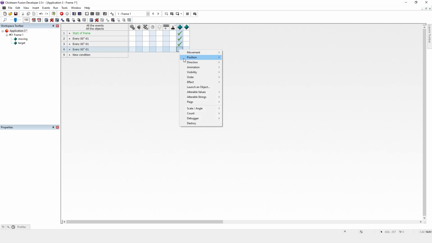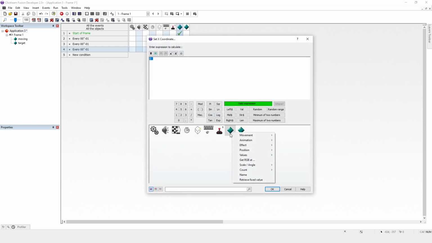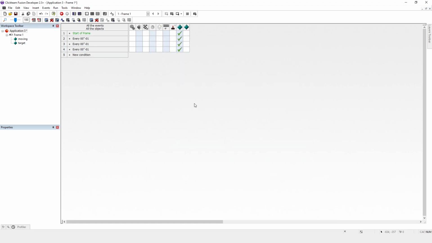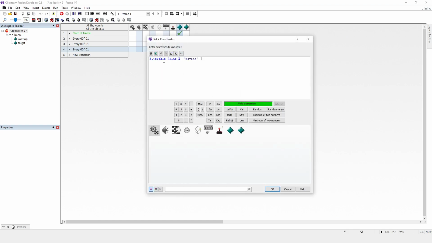Last thing we're going to do is just literally put the positions in place. So select the x coordinate, which will be the alterable value x. I'm just going to copy that so that I can set the y coordinate, wherever we are. So position, Y coordinate, and we're just updating it.